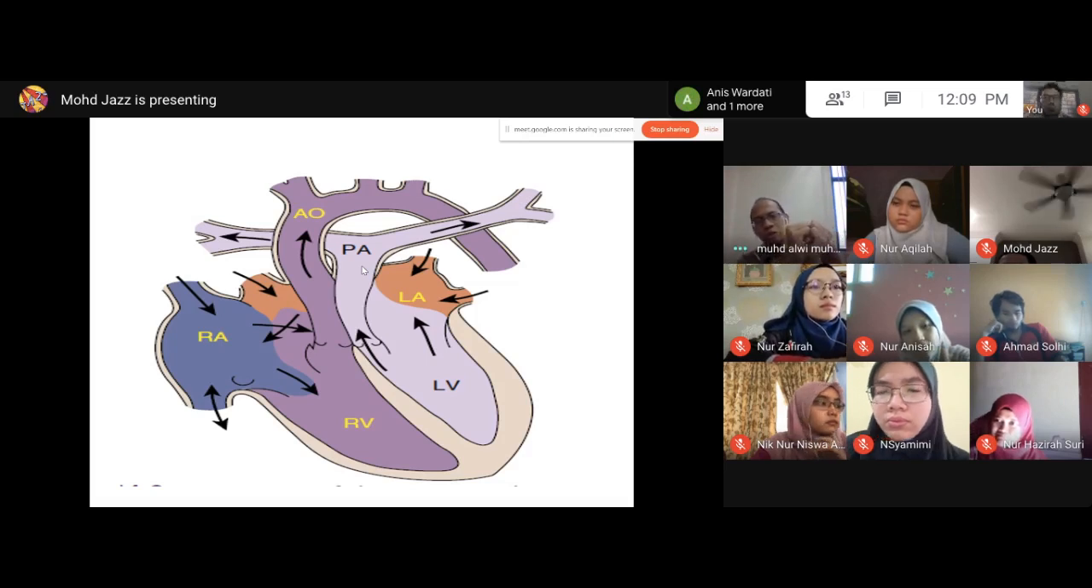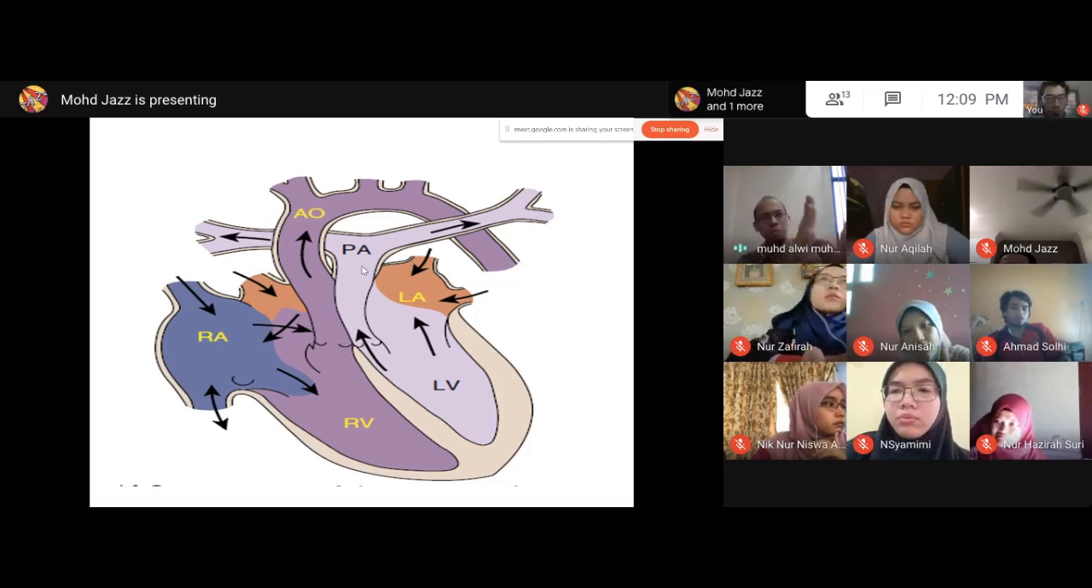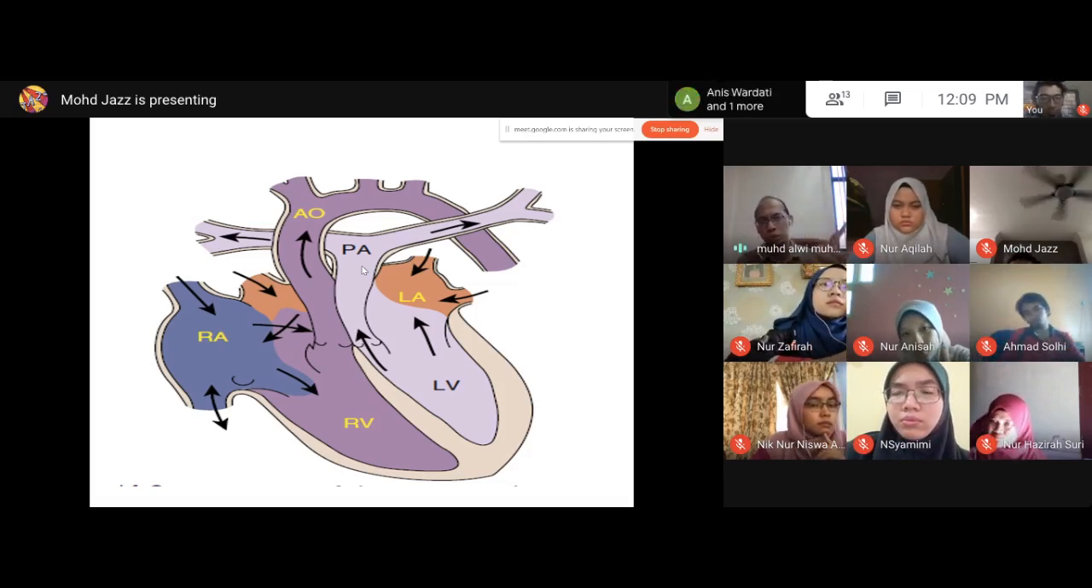So that's why you akan nampak the mediastinum is small, because the AO and PA look like they are overlapping each other in TGA. Okay, so that's explained. That's why you get the changes in ECG.